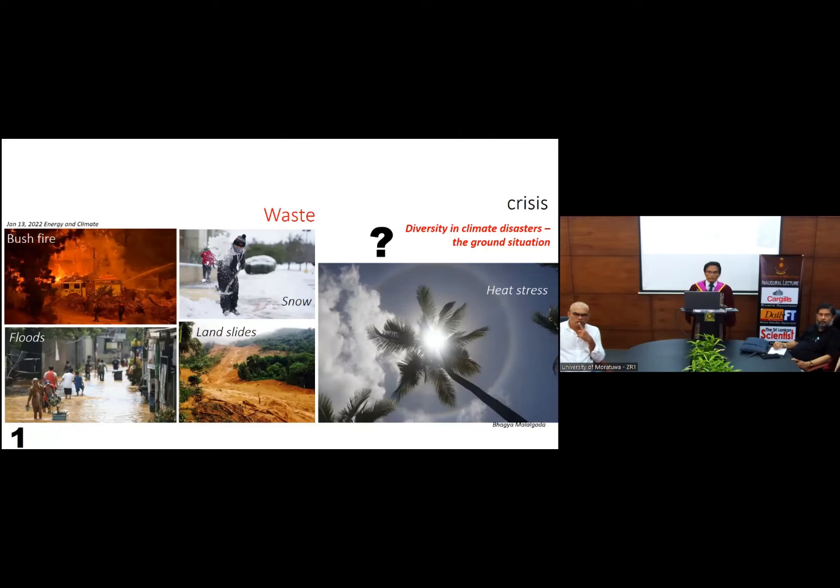So what are the crisis situations or the problems with this issue? Most of them can be quantified, most of them can be seen through your eyes, but some of the problems cannot be seen through your eyes. For example, bushfires, floods, landslides, and snow are due to climate change, and they can be quantified. And then waste, that's an interesting topic. Waste can be seen in some respects, and in some respects it cannot. I will explain in detail what type of waste cannot be seen by the naked eye.